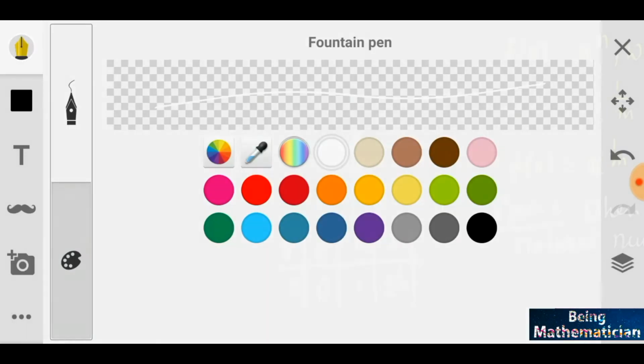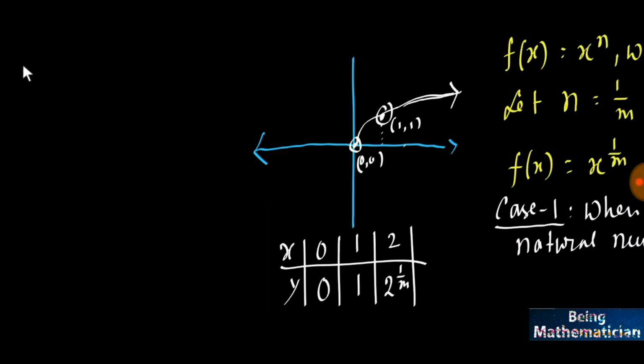So clearly its domain must be positive real numbers, since a negative real number to the power 1 by an even number is an imaginary or complex number, that is not real. So the domain must be R plus, and the range is also positive real numbers.